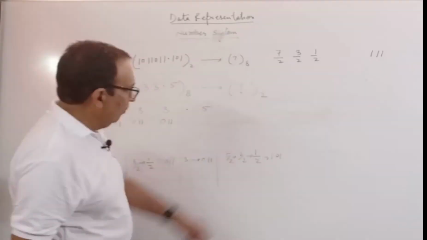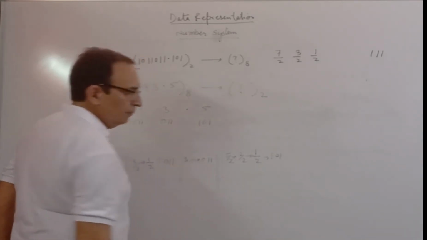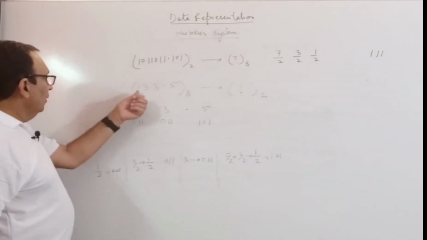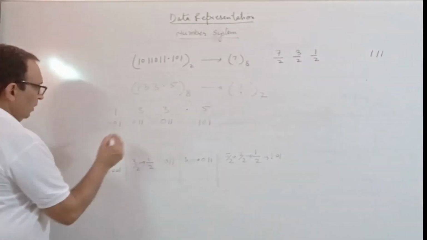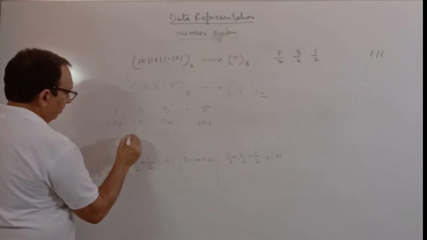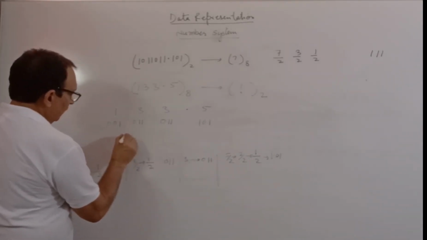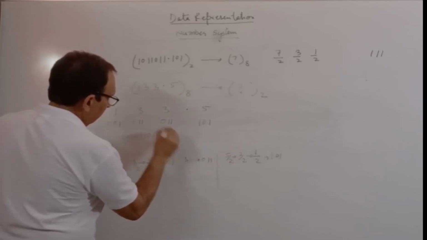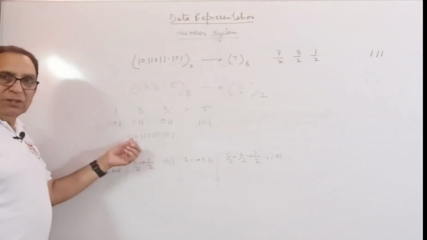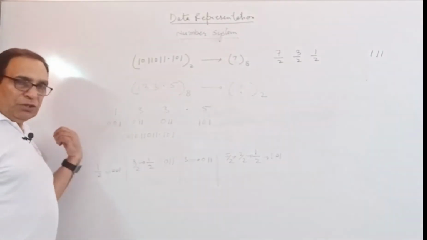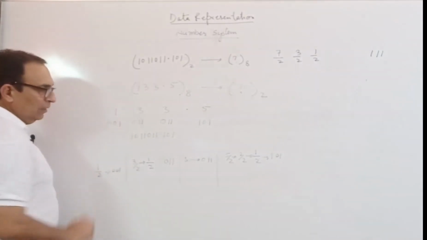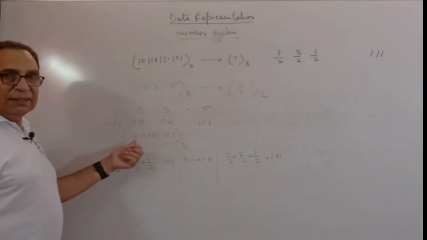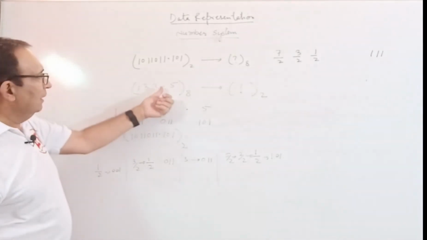Under 5 what you have to write? 101. Write all these together, you will get the binary equivalent of octal 133.5 this way. Now, you can remove the 0 which is towards leftmost side, and if you do so, this is what you are getting. This is the binary equivalent of the octal number.